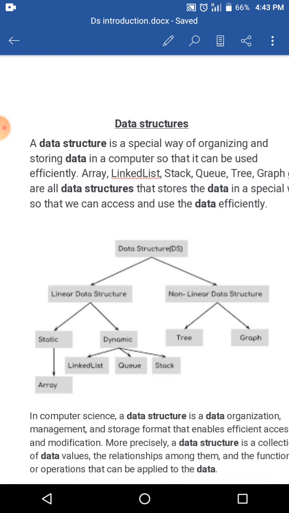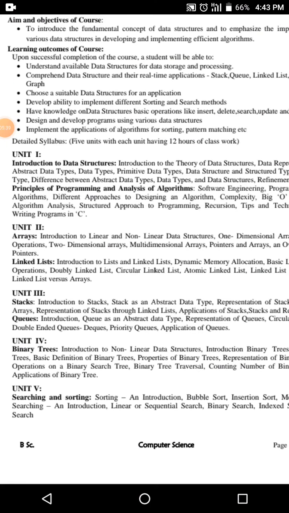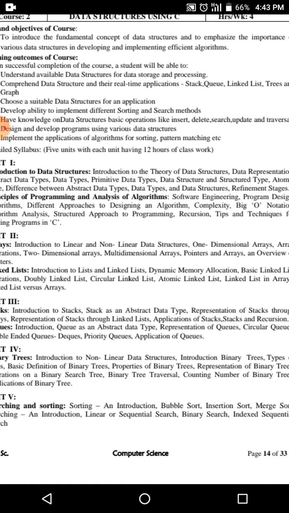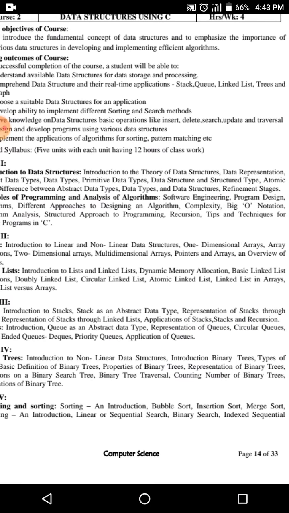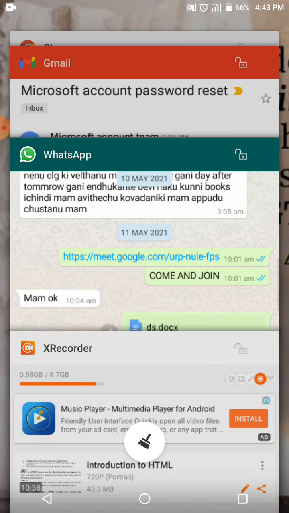So in the next part we will see what the different types of data structures are. I have told you how the data is stored in the memory. Suppose you already know about arrays. What is that array? I will show you that.